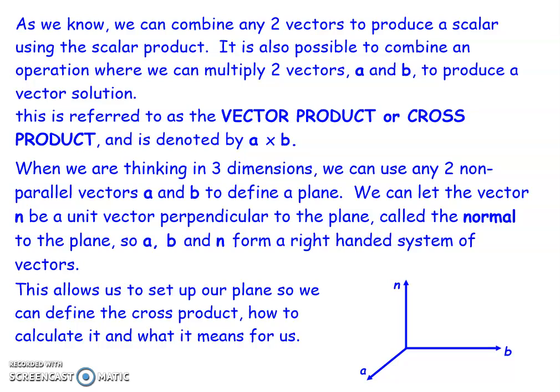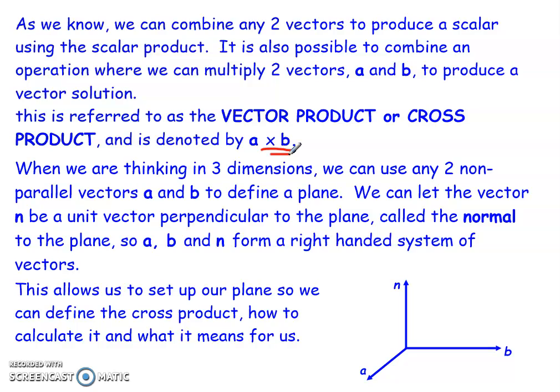It's also possible to multiply two vectors A and B together to produce a vector solution rather than a scalar solution. This is referred to as the vector product or cross product, denoted A cross B. What we have to understand is, one, how to do this, and two, what it actually means in our three-dimensional system.